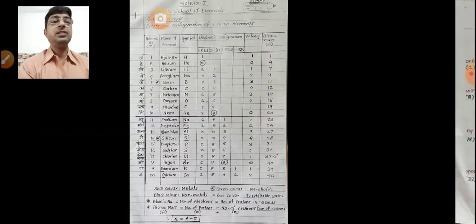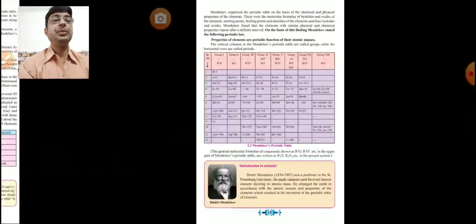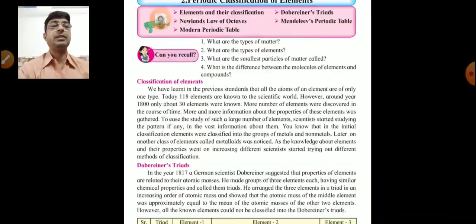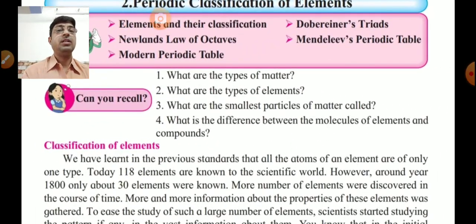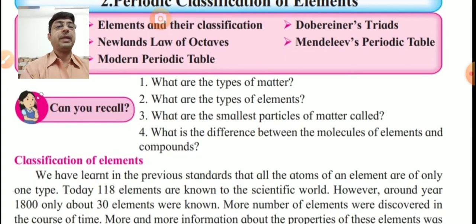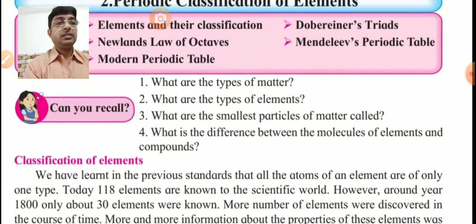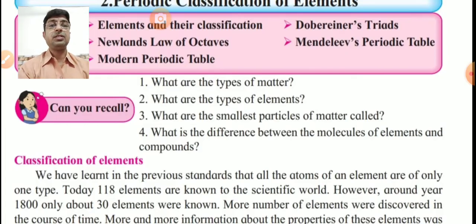So we start today's lesson number 2, periodic classification of elements. First of all, can you recall the 4 questions given? What are the types of matter? The types of matter are elements, compounds and mixtures. Second question, what are the types of elements? The types of elements are metals, non-metals and metalloids.